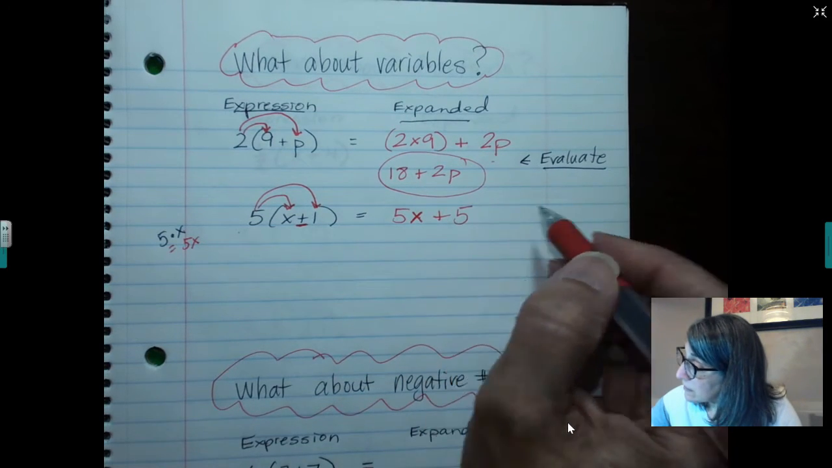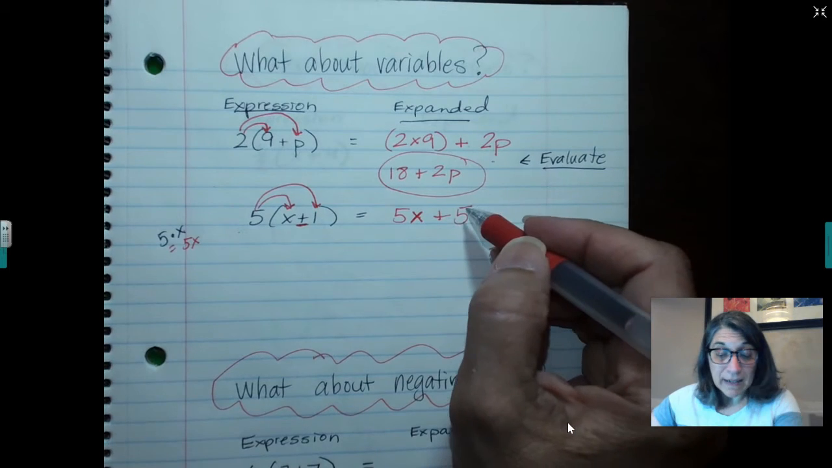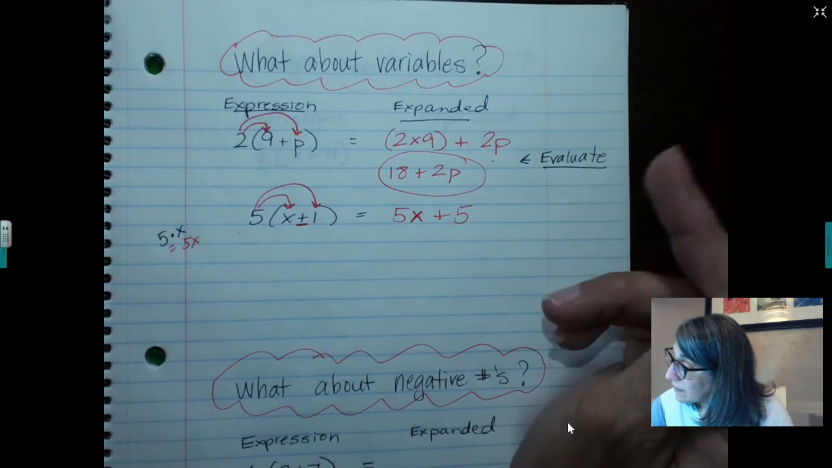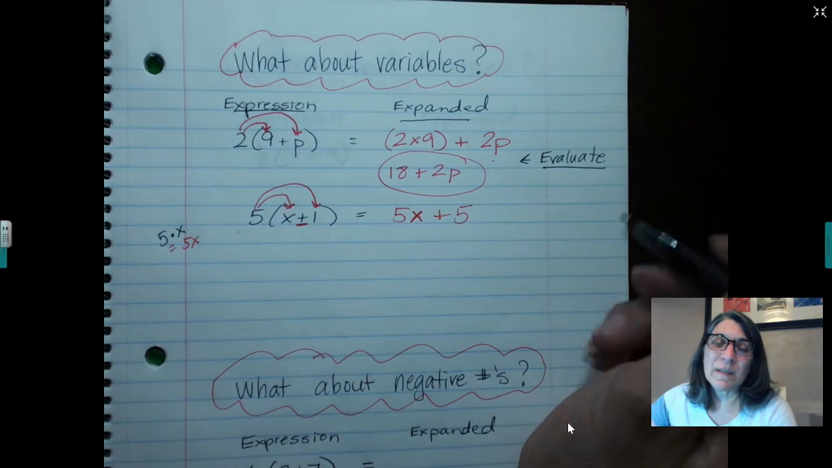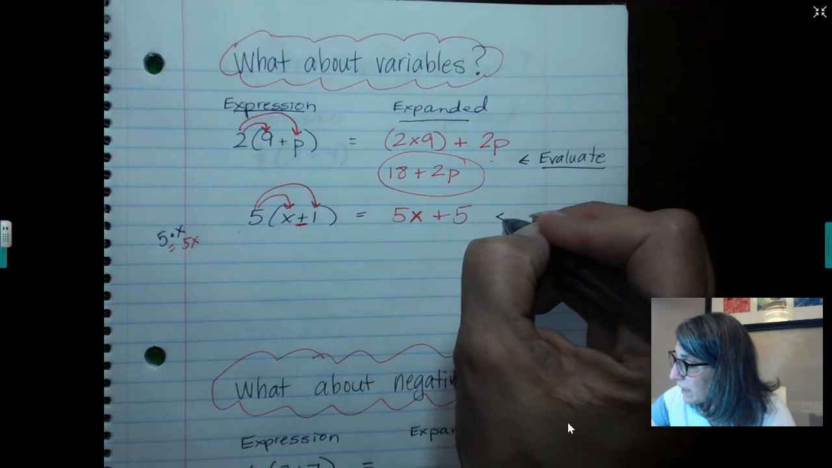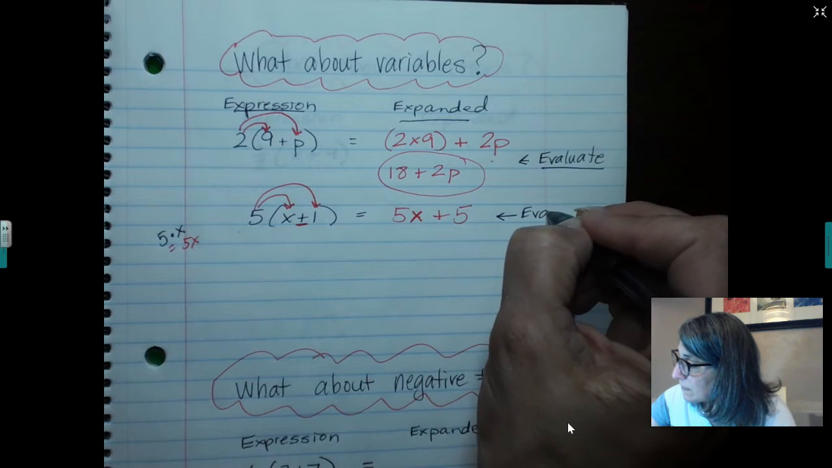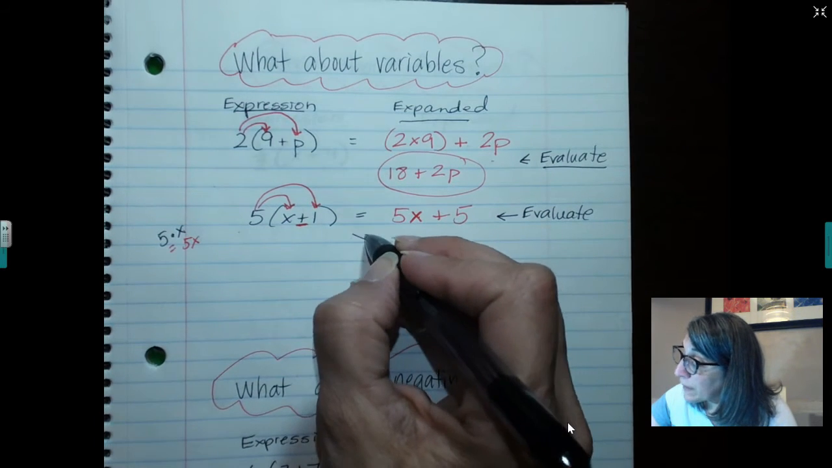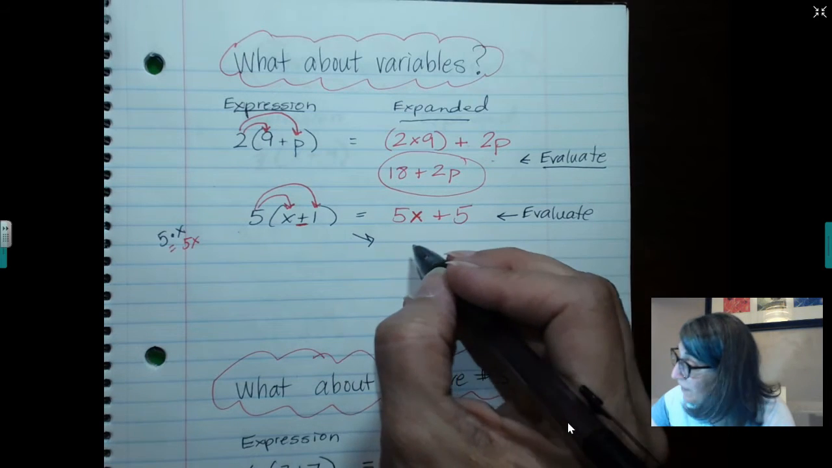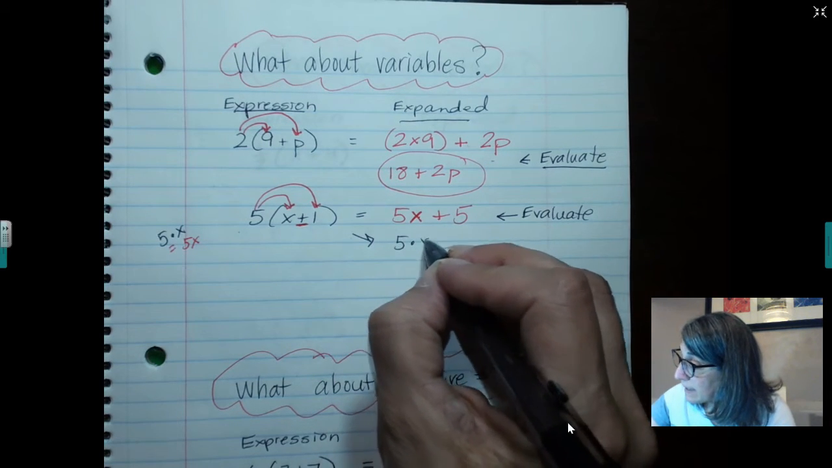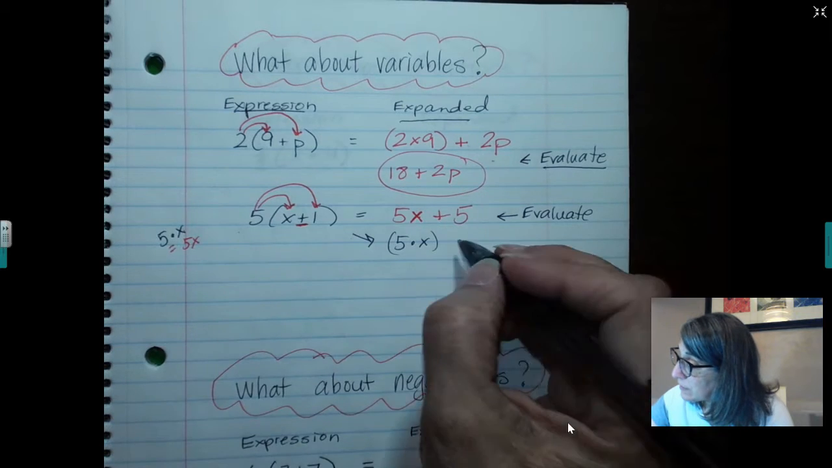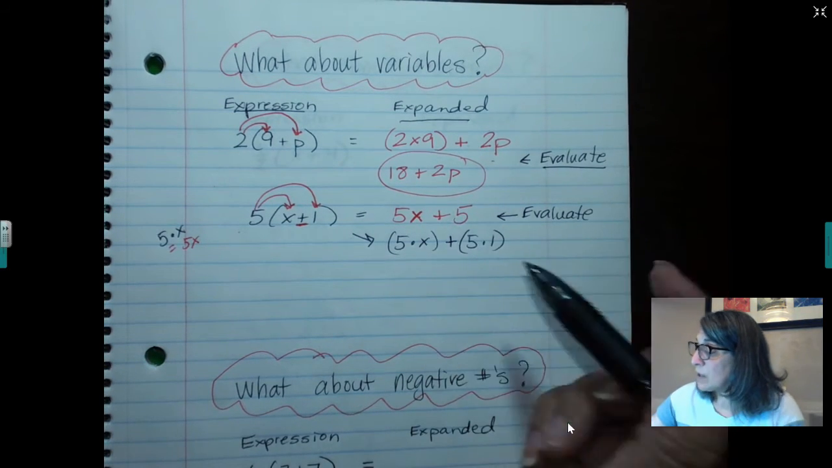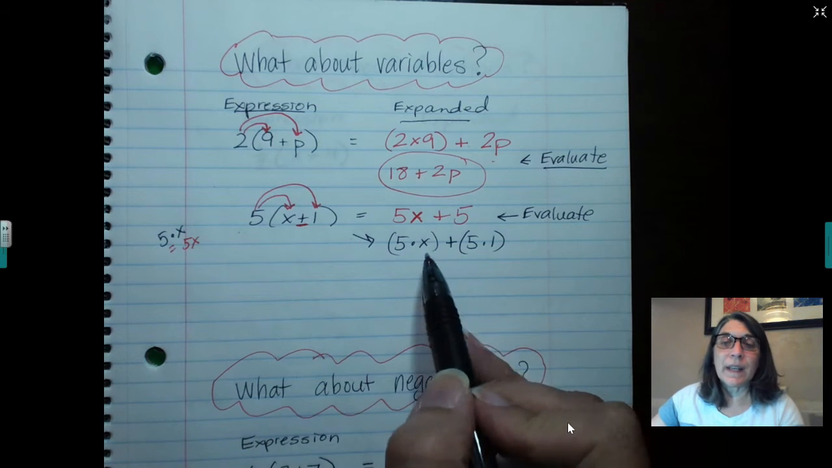And this is expanded, right? Actually, you know what? That's really not expanded. That's actually really evaluating it. I skipped a step. If you really want to expand it, I really should have done 5 times x, shown it like this first, plus 5 times 1. So I really should have done this. This is truly the expanded form.